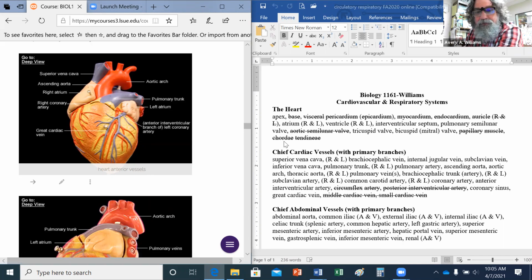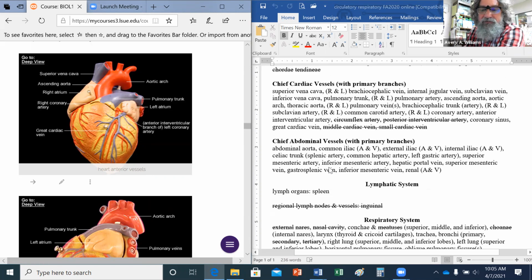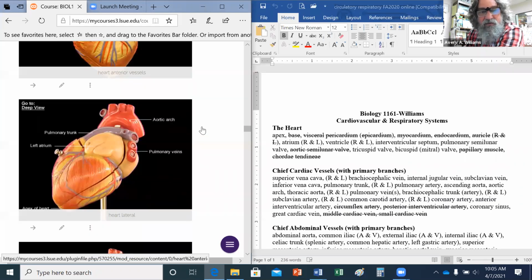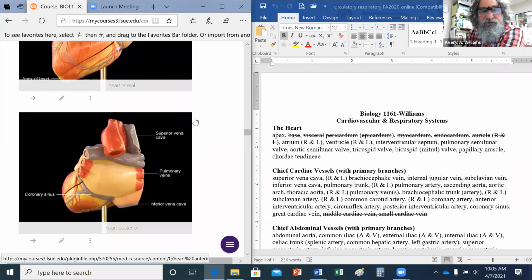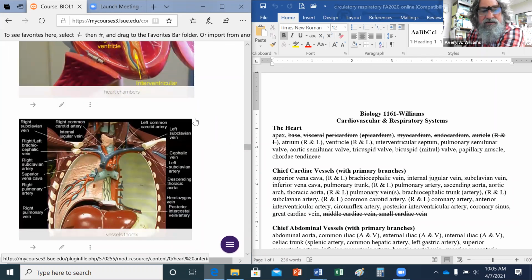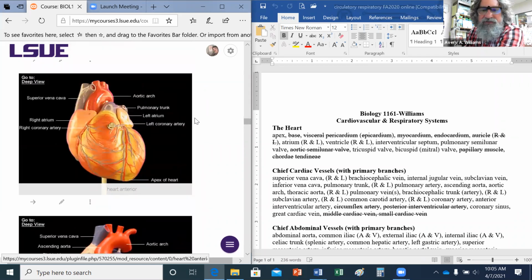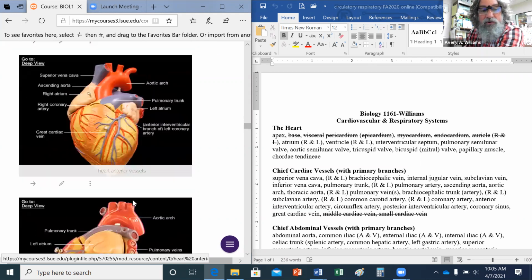Well, let's begin. The structures of the heart. And I got it broken down, blood vessels by groups. But beginning with the structures of the heart, you've got 1, 2, 3, 4, 5 different pictures, different angles of the heart to see different things. The first thing I list is the apex of the heart. The apex is the tip that's pointed down, the point of the heart right there. See, apex of the heart, that's the point.